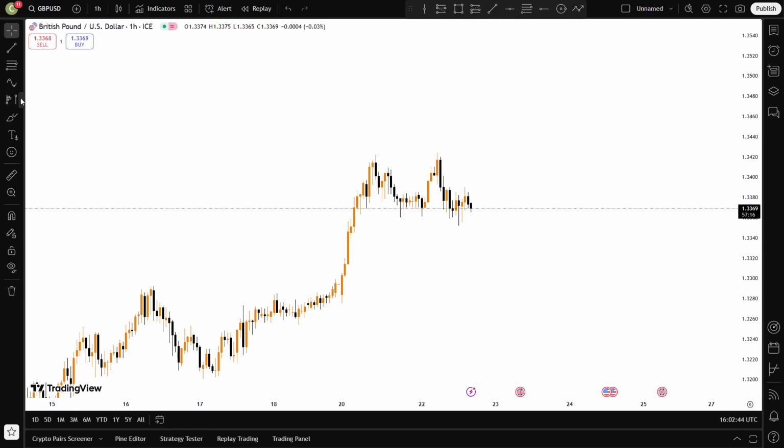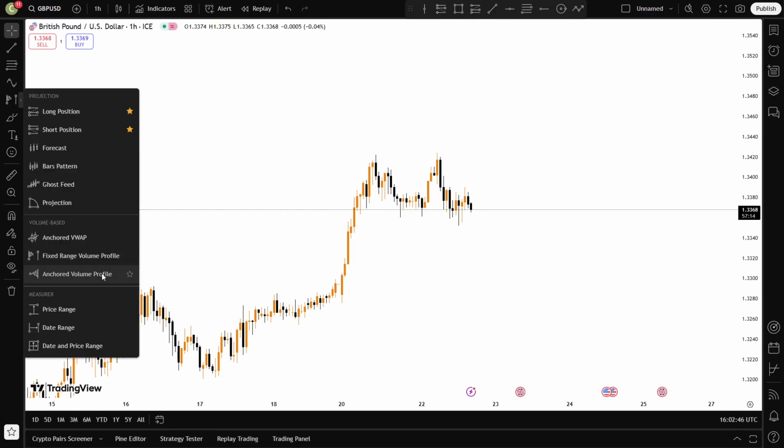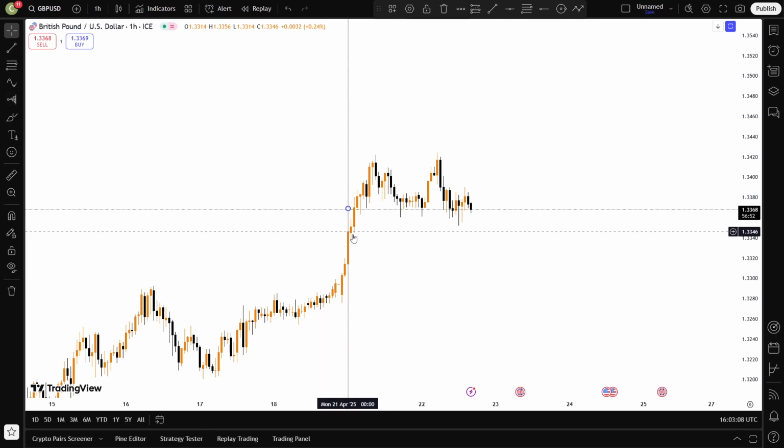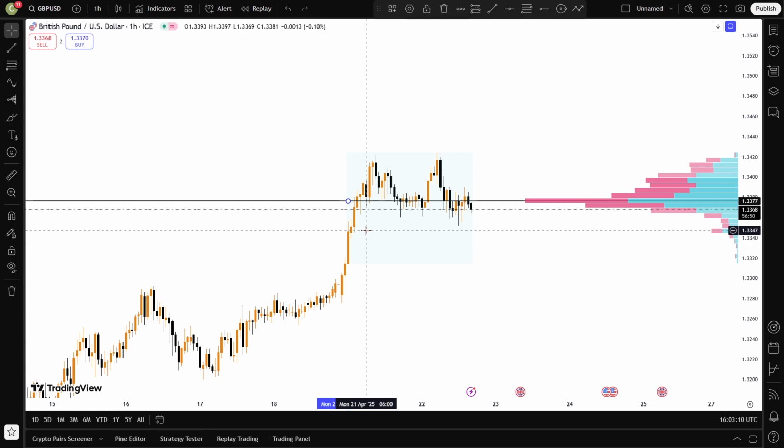And the last tool under the volume based is the anchored volume profile. So the anchored volume profile is used to show volume distribution starting from a specific candle or event you choose, like a breakout, swing high or low, or news release. So for example, you can just start from here, and all other candles that follow, it will just give you the volume distribution as shown on the right side of the screen. This is basically where trading happens most within the selected range.